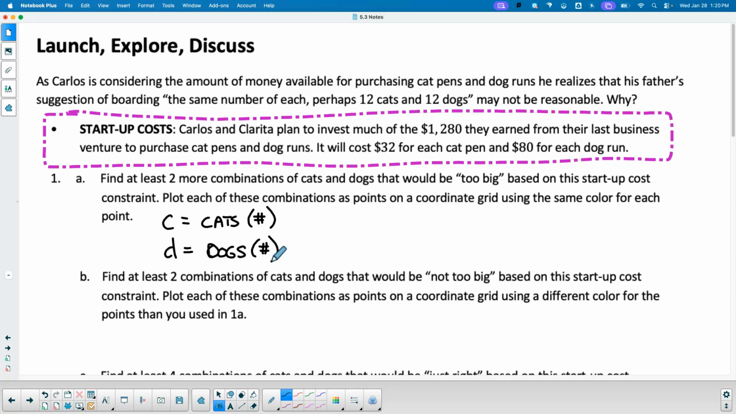How much money do they have total that they can invest? 1,280. So I'm going to start with 1,280. I'm going to go to the other side. It's going to cost $32 for each cat. So how would I write that in my inequality? 32 what? 32C. Yep, exactly. If you went with X and Y, that's fine. Just make sure that you wrote down that X is cats, Y is dogs.